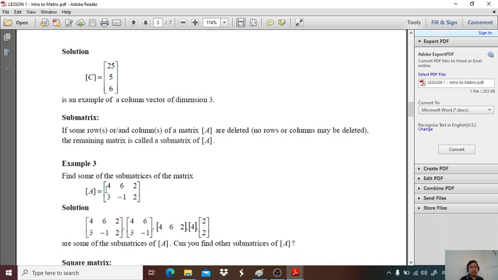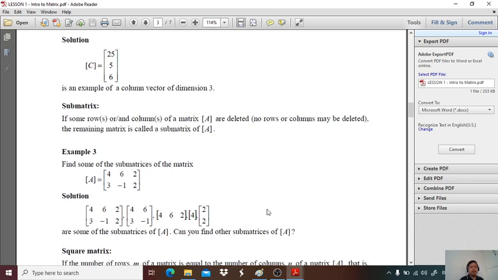Another is when you delete this first column and second column, so the resulting matrix is 2, 2, and this is also a submatrix of A. So can you find other submatrices of A? Just write your answer.